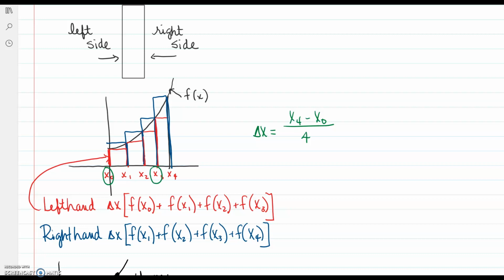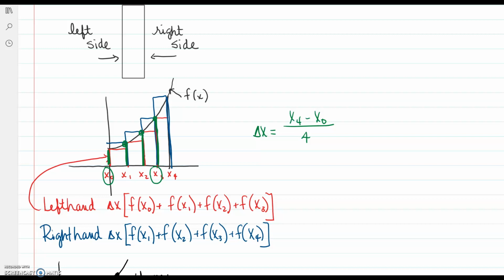So you can see that for the left hand here, I'm using this one. That's the left hand side of the second rectangle. That's the left hand side of the third rectangle. And that's the left hand side of the fourth rectangle. And each one of those f of x values will give you the height of those rectangles.